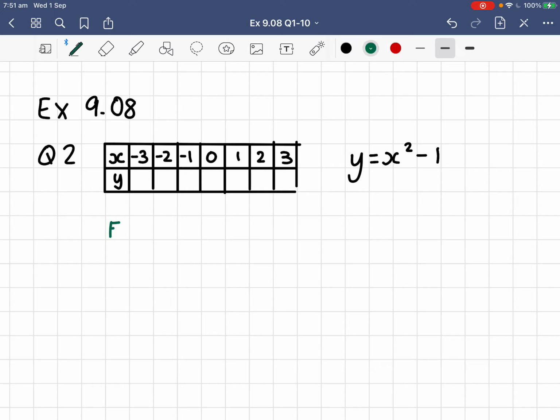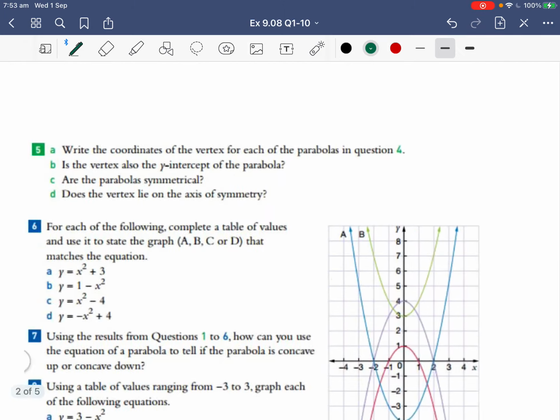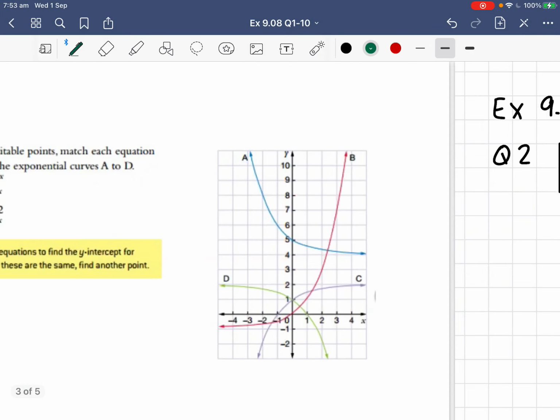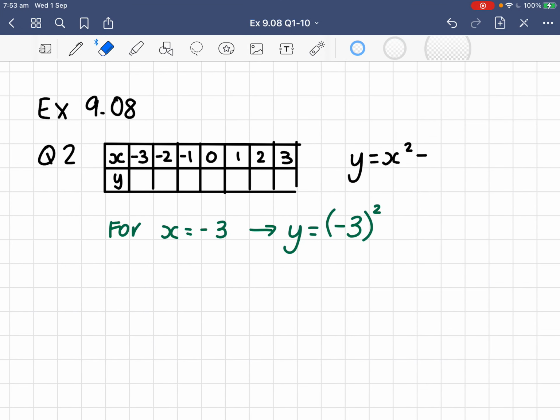For our first x value, x equals minus 3, we put it into our calculator so that we get y equals, don't forget your brackets, minus 3 squared. Hang on, is this the right equation? That should be a minus 2, sorry. In your calculator, you go bracket minus 3, close your bracket, squared, minus 2, and you get the value of 7. So we'll put a 7 in here.